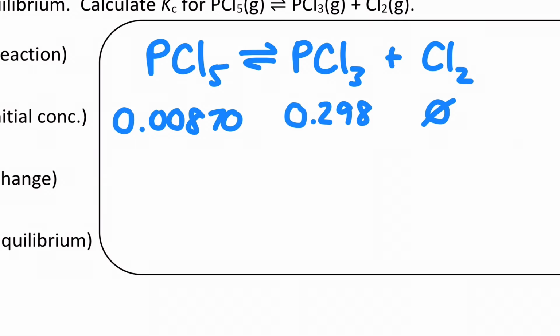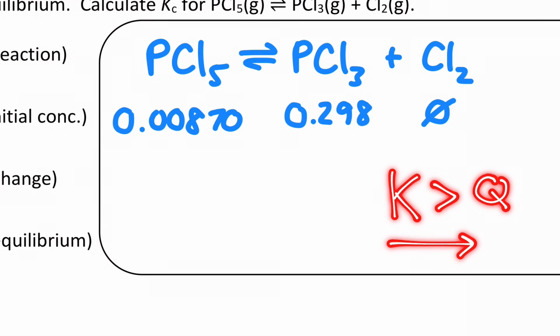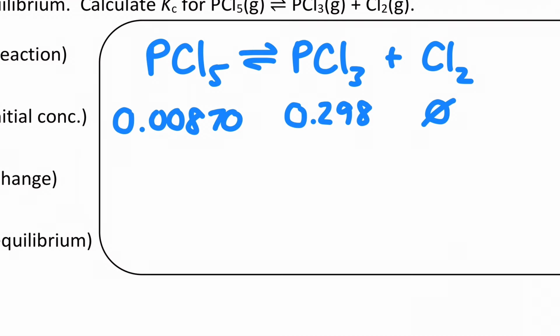That means that compared with K, which is never a negative number, K is greater than Q. So this reaction is running forward. Remember that greater than symbol points to the right in this case. That makes sense conceptually. We have no chlorine yet, so of course the reaction is running forward. We're going to make some chlorine.